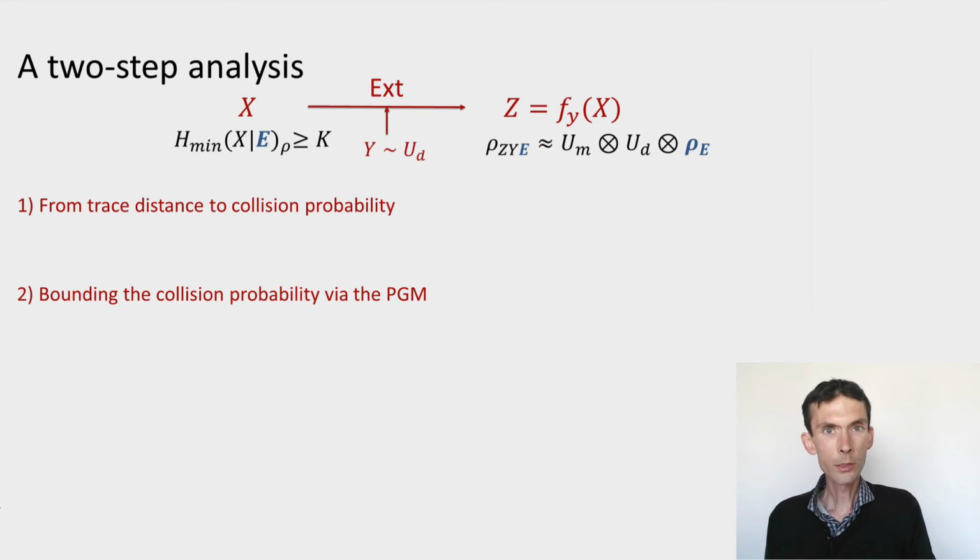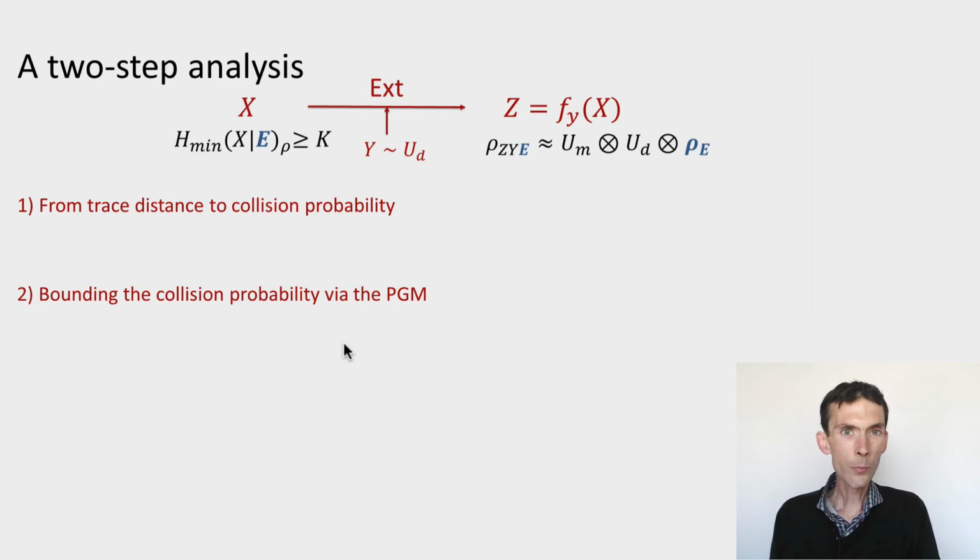First, we're going to relate the security criterion that we care about, the bound on the trace distance that we looked at in the previous slide, to an analog of the notion of collision probability that we introduced for classical probability distributions. That's the first step. And then the second step goes ahead and bounds this quantum analog of the collision probability as a function of the min entropy of your source. That second step of the proof uses ideas that are very similar to the analysis of the success probability of the pretty good measurement that we saw a couple videos ago.